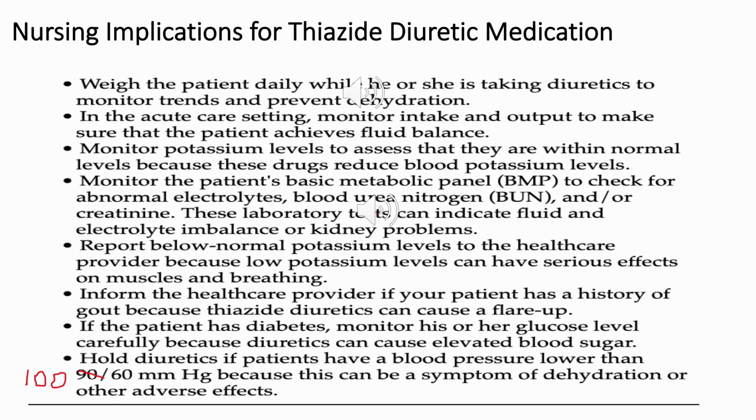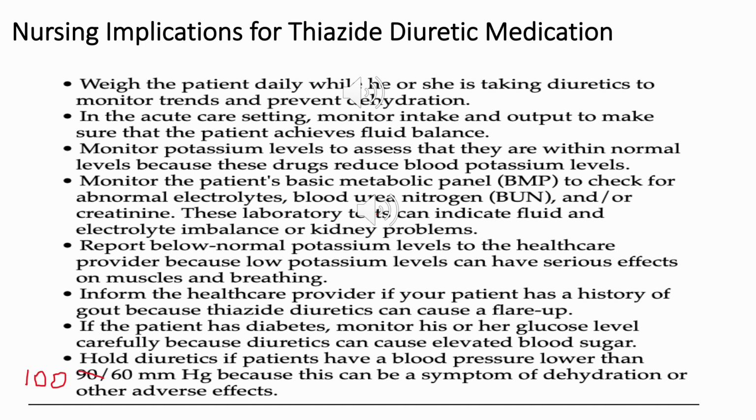The nursing implications for thiazide diuretic medications would be to weigh the patient daily while he or she is taking diuretics to monitor the trends and prevent dehydration. In the acute care setting, monitor intake and output to make sure that the patient achieves fluid balance. Monitor the potassium levels to assess that they are within normal levels because these drugs reduce the blood potassium levels. Monitor the patient's basic metabolic panel, known as the BMP, to check for abnormal electrolytes, the BUN, and the creatinine.